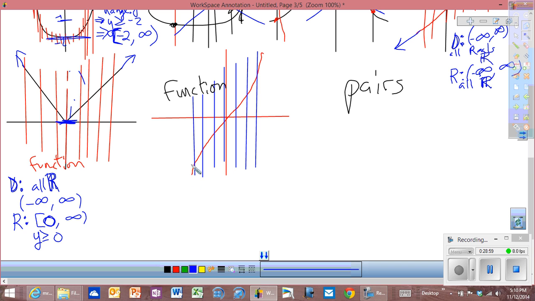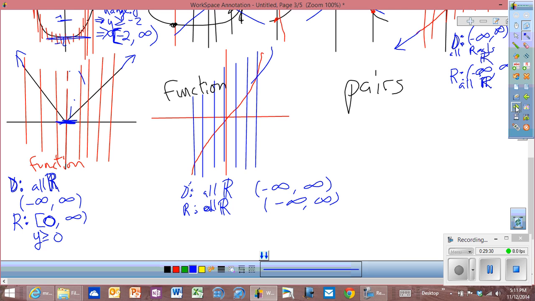Okay, this guy, it goes down forever, it goes left forever. It goes up and right forever. So your domain and range, domain is all reals, range is all reals. What that looks like in interval notation is -infinity to infinity, -infinity to infinity. You don't have to write it both ways whatsoever. Just get used to being able to tell me what the domain and the range are.